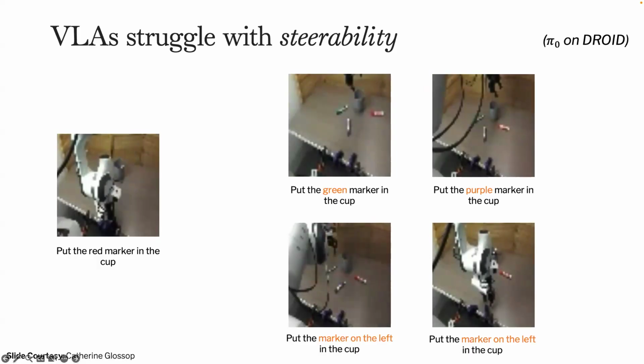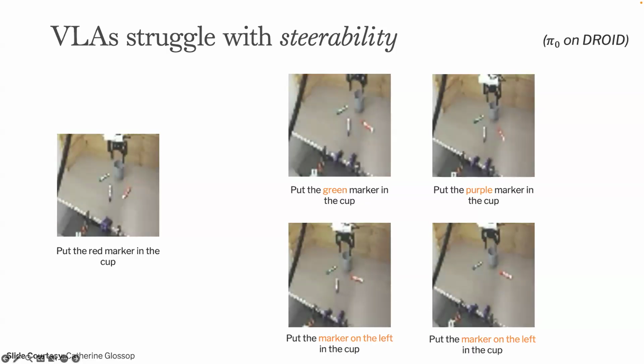It is a really good policy. It's really good at picking something up and putting it somewhere, but it doesn't really understand what to pick up. And this is why, when we eventually want these robots around us and to command these robots, they're just not ready for that, because they don't understand the conditioning signal.